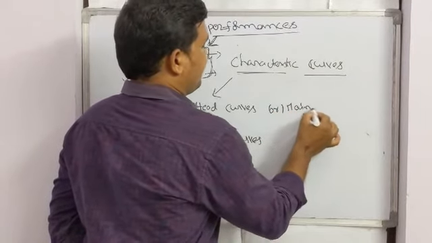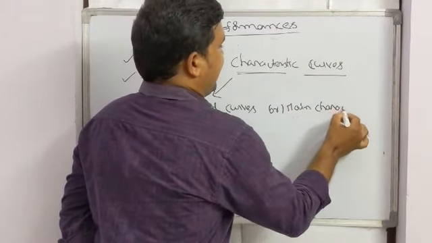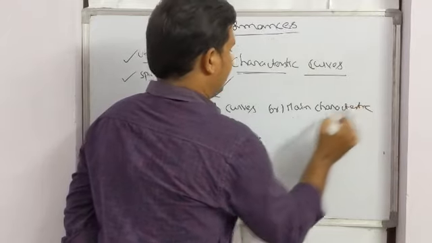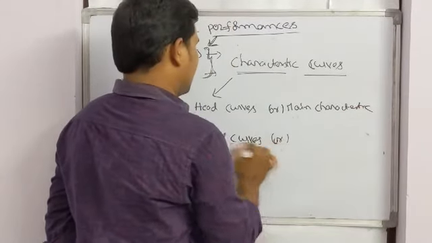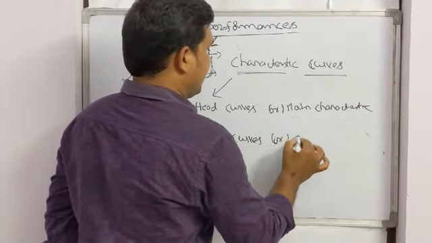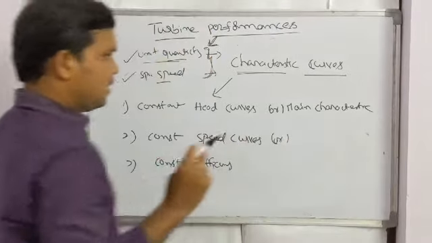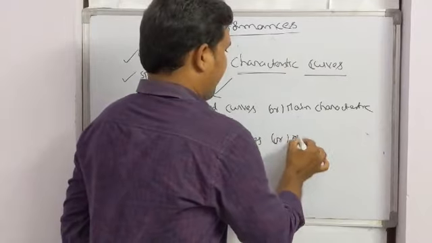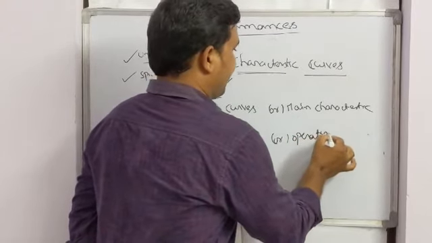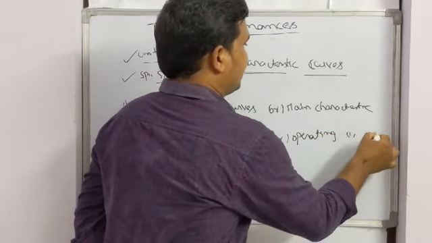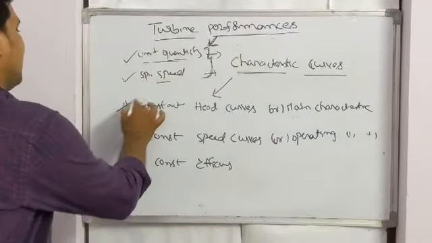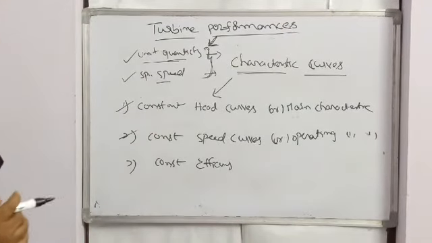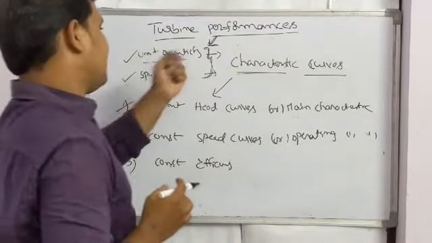Constant speed curves we may call operating characteristics curves. So these are very important points while conducting a performance test.